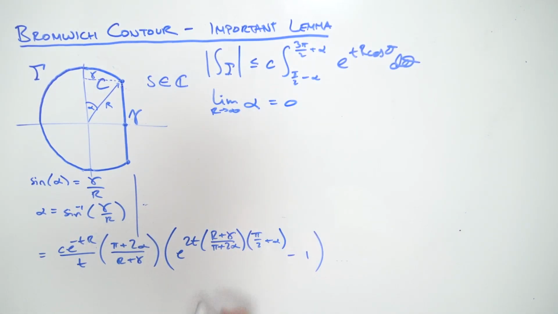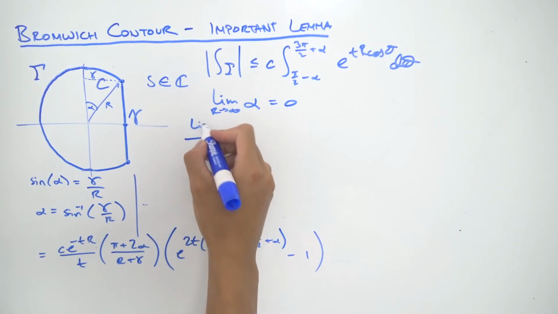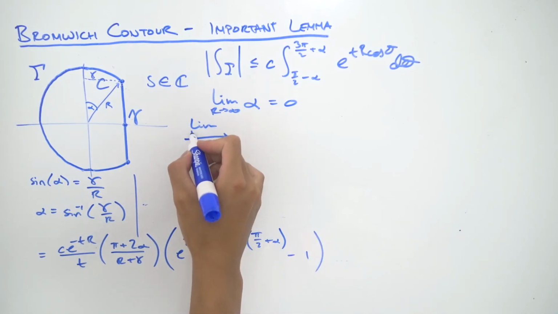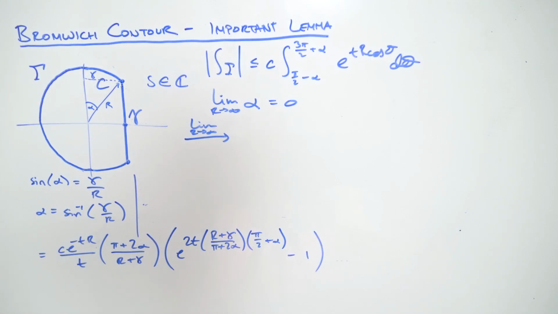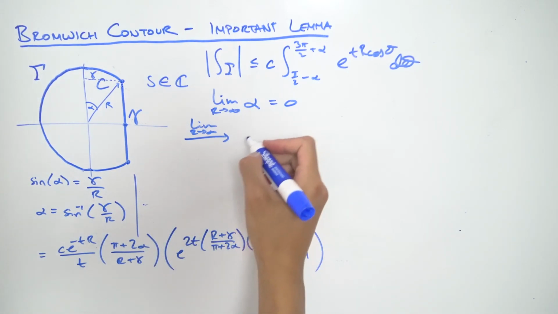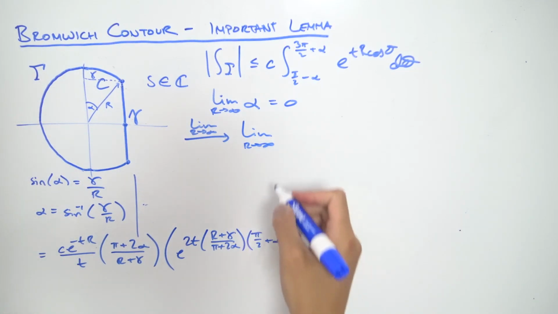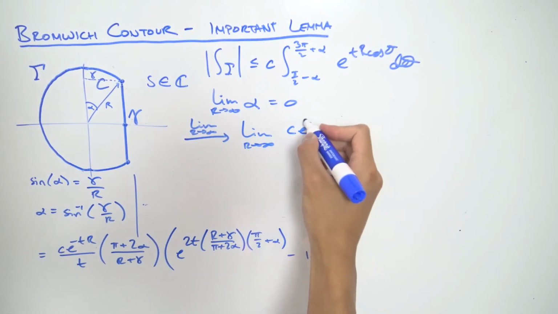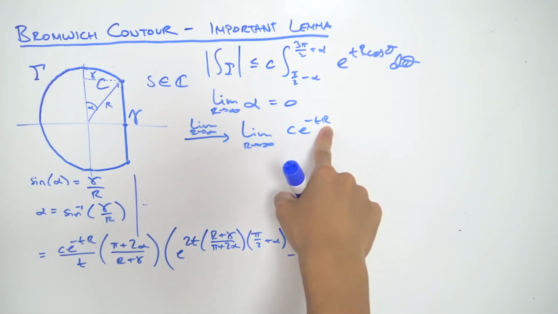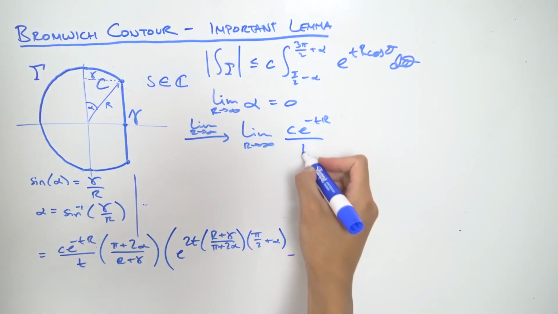So right away, taking the limit on this thing, we're just going to take the limit bit by bit. Taking the limit as r approaches infinity, this is going to be equal to the limit as r approaches infinity again, of c times e to the minus tr. I'm going to leave these r's as they are. We're going to deal with them later.